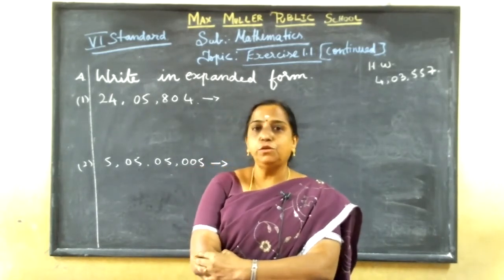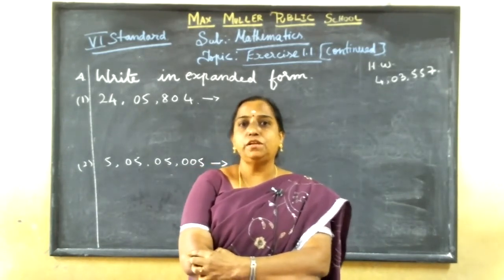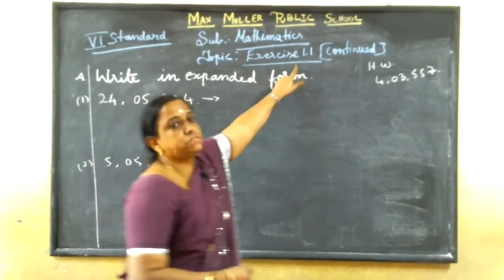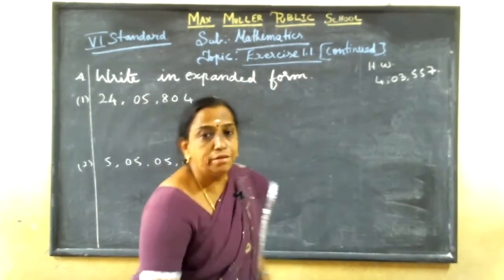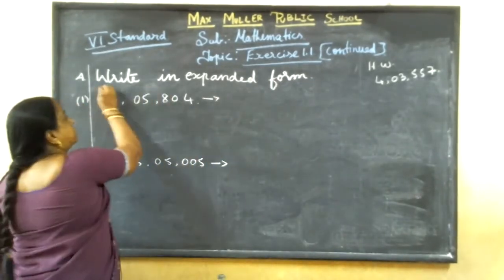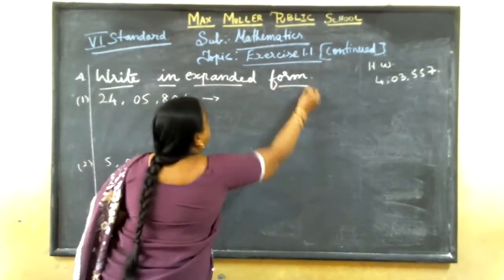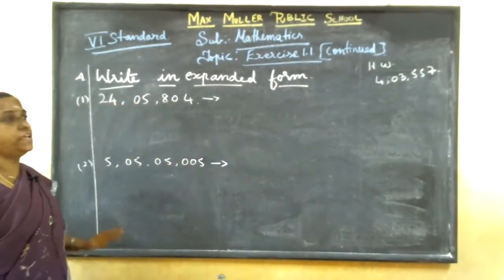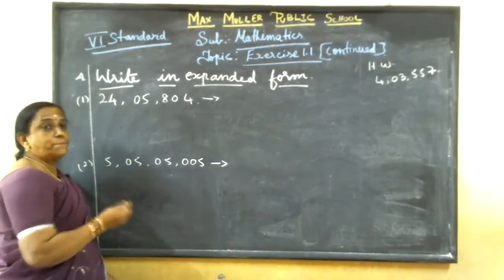Already I explained unit number 1 and many topics. Today, already 3 sums we finished from exercise 1.1. So today I'll continue with question number 4. Question number 4: write in expanded form. What is that heading? Write in expanded form. They are given a number, and you should write it in the expanded form. For that, step by step, I'll teach you.